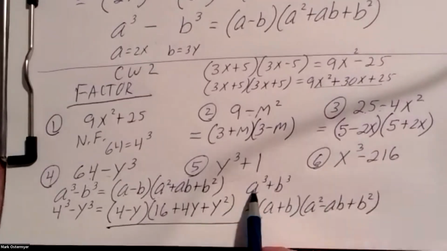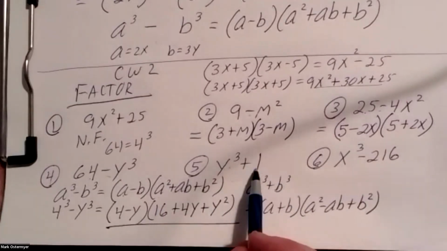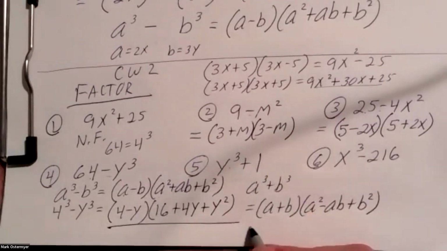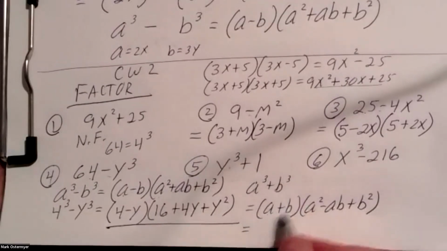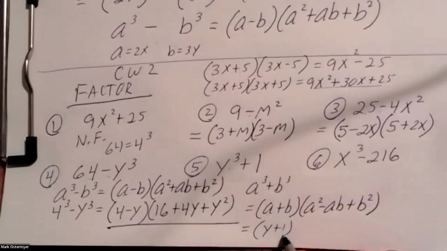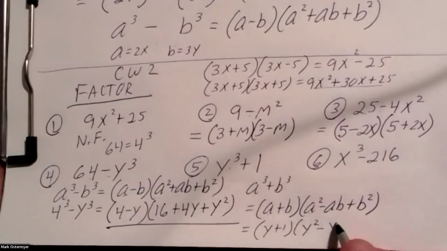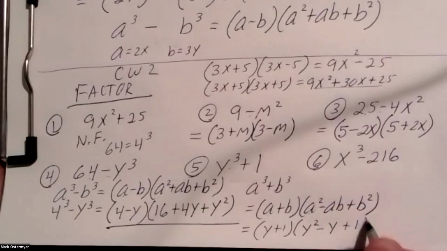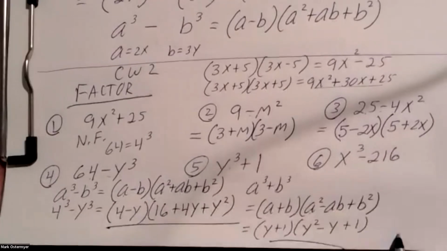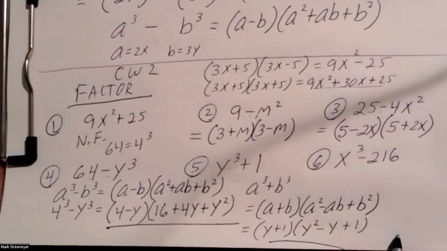So your a is really a y and your b is really a 1 because 1 is 1 cubed. So therefore, y cubed plus 1 would factor into y plus 1 times y squared minus 1 times y, which is minus y, plus 1 squared. 1 squared is 1. Did anybody get that one correct? That's how y cubed plus 1 factors like this. Anybody got it? Okay.